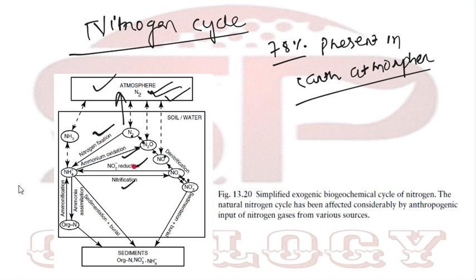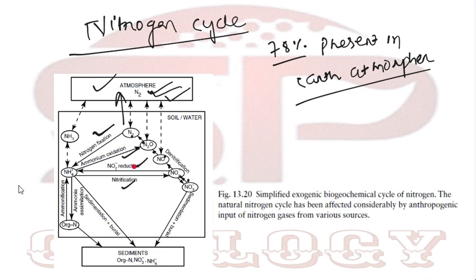So you have to remember two processes: nitrogen fixation, by which nitrogen from the atmosphere comes to our surface, and denitrification, the process by which it goes back to the atmosphere, and the intermediate processes that help it circle through the earth.